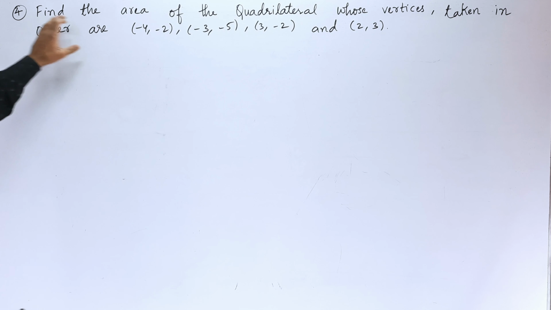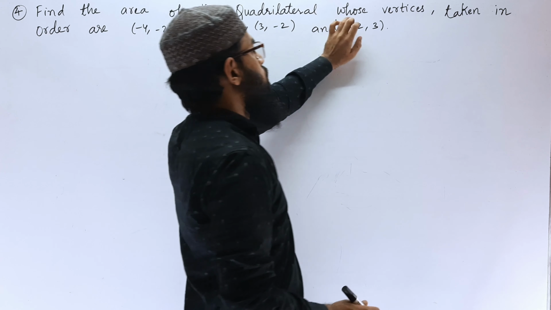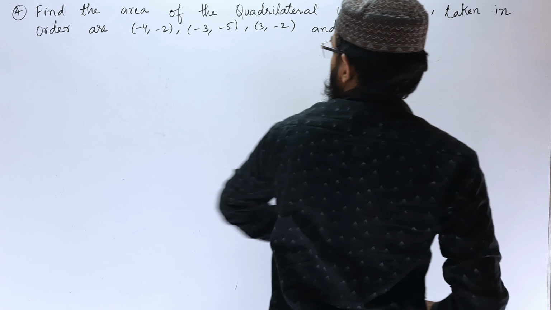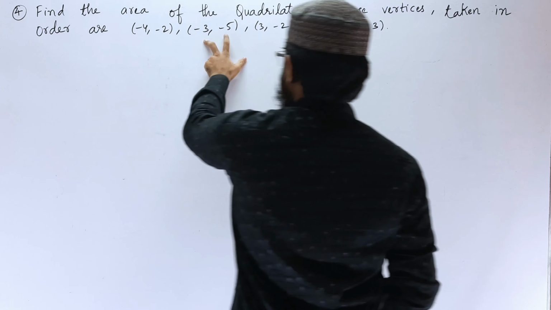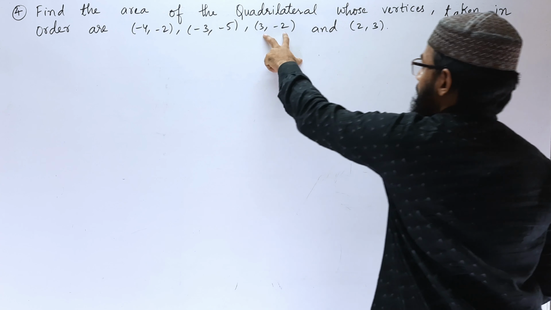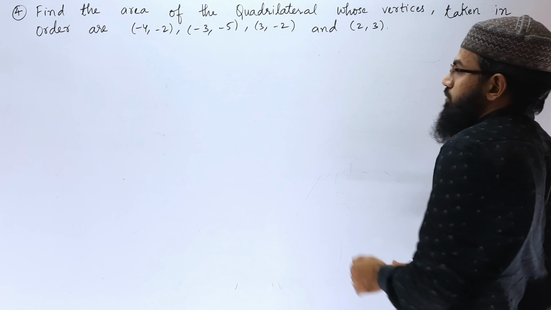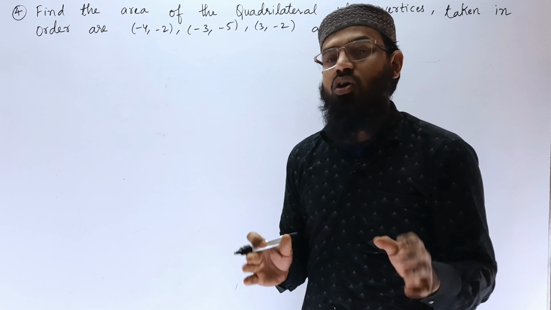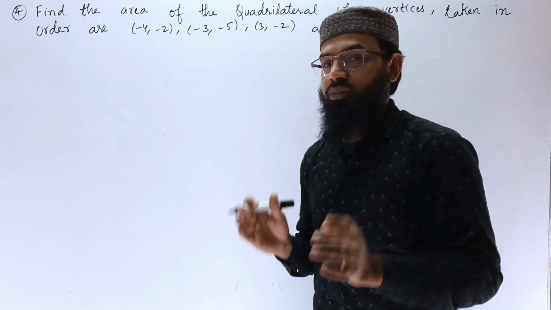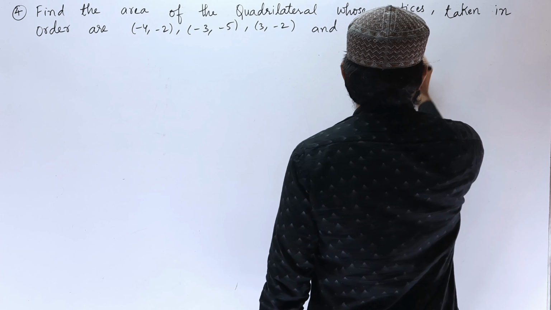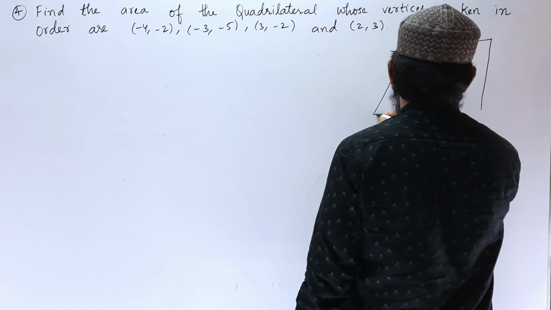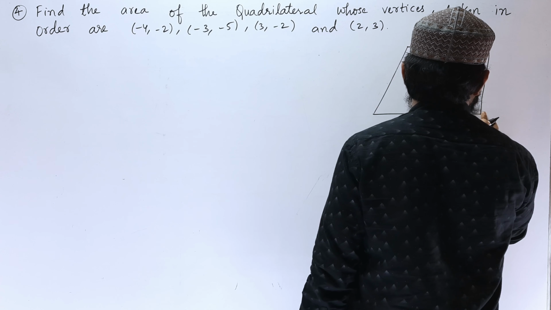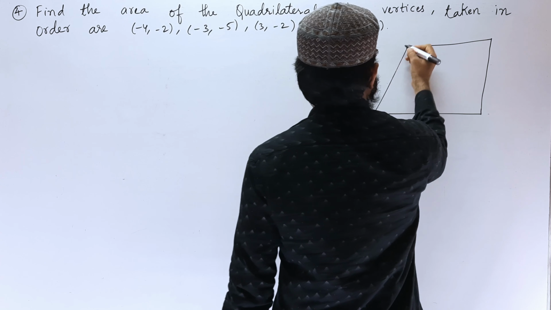Fourth problem, find the area of the quadrilateral whose vertices taken in order are minus 4 comma minus 2, minus 3 comma minus 5, 3 comma minus 2 and 2 comma 3. So these are the given vertices of a quadrilateral. Quadrilateral means a closed figure which is having four sides. So this is a quadrilateral.